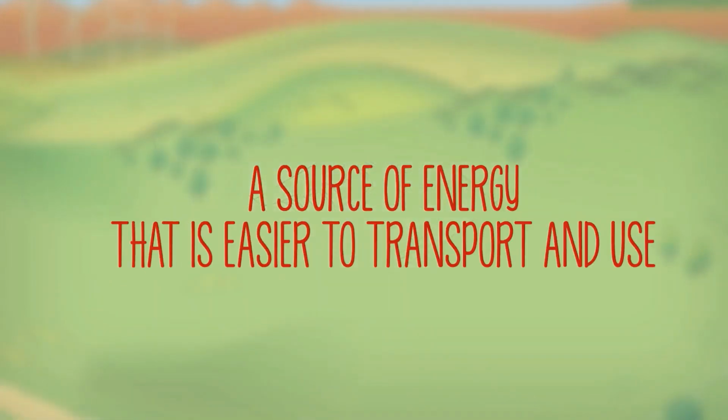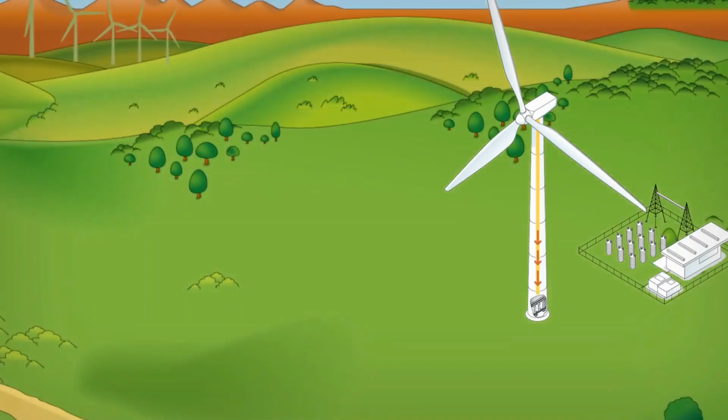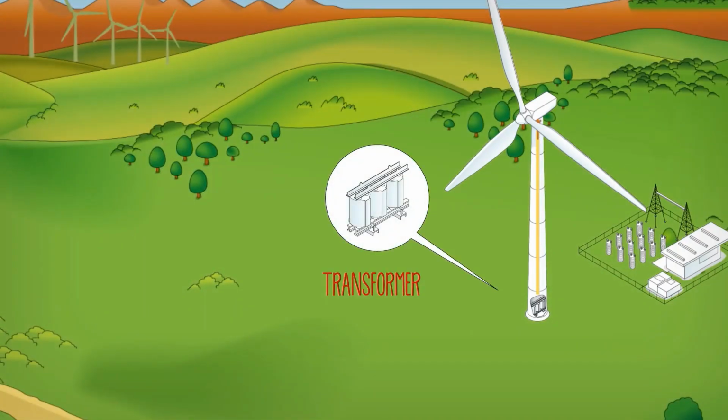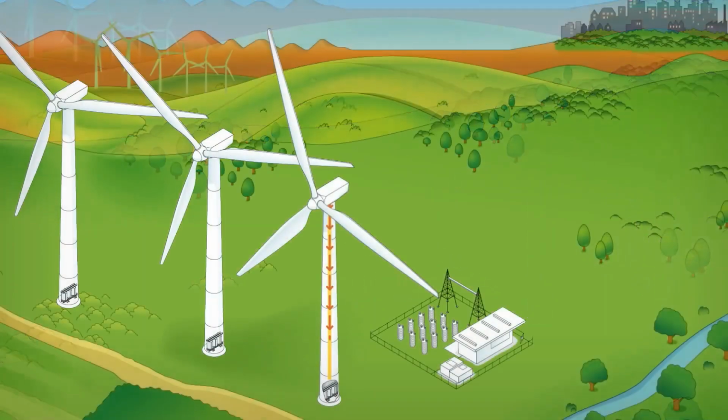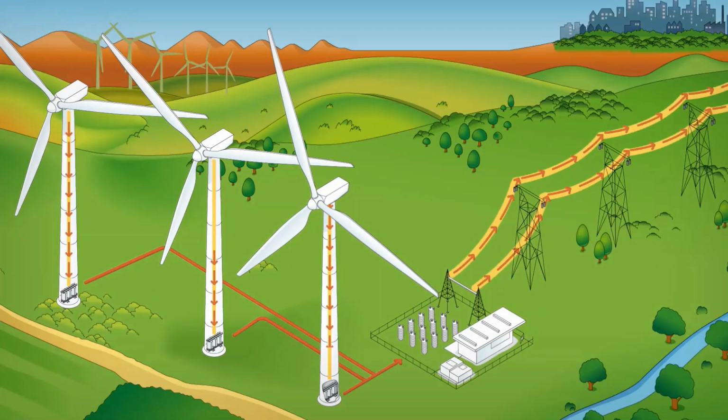The electricity produced in the generator as direct current is conducted through the interior of the tower to the base, where there are a converter and a transformer. The converter turns it into alternating current, which is the most commonly used kind, and a transformer raises the voltage for transport inside the wind farm. From each turbine, alternating current is sent to the substation through underground cables. Here the voltage is increased again to feed it into the power grid and transport it to end consumers.